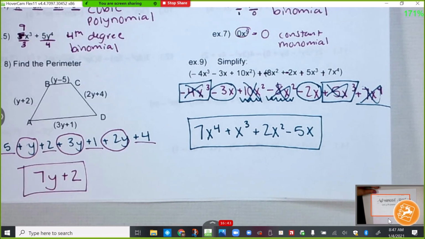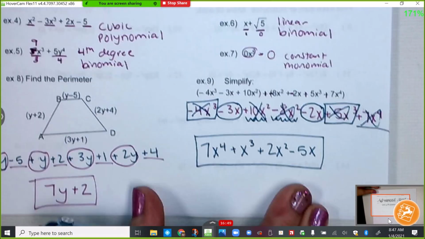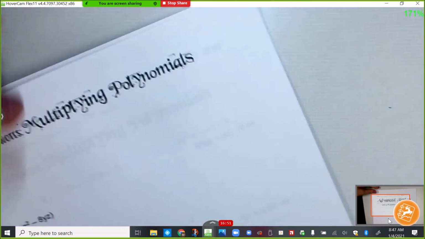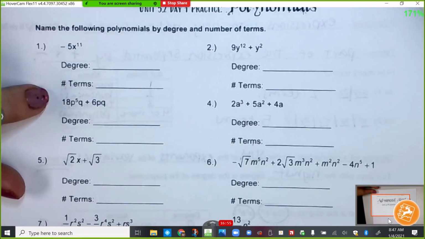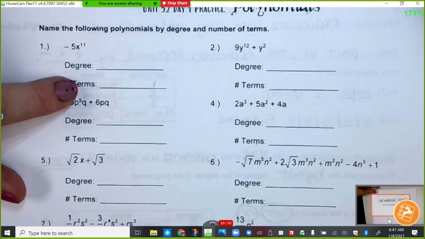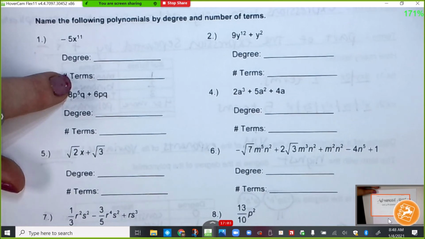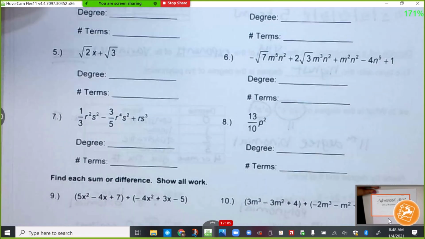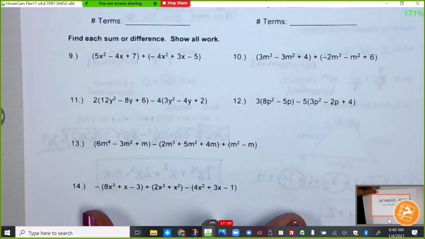Now I do want to look at one of the practice problems really fast. I'll put this back up here in just a second. Okay, if you look at the top, it just says what's the degree, what's the number of terms. Okay, you don't have to give me the fancy words. You can just use the numbers because that's all it asks pretty much. Okay, if you use the fancy words, that's fine too. It's good practice. If you want to use both, that's fine too. Okay, now at the bottom it says to find each sum or difference and show all your work.